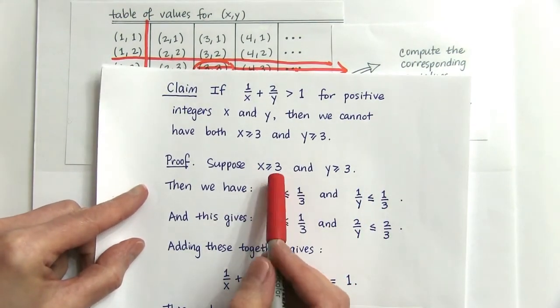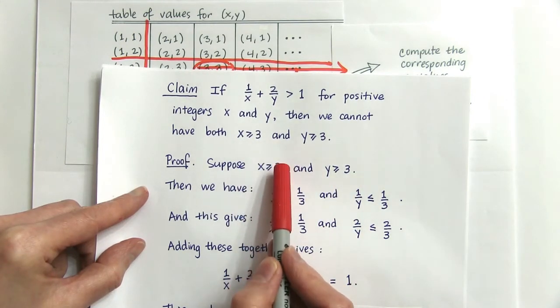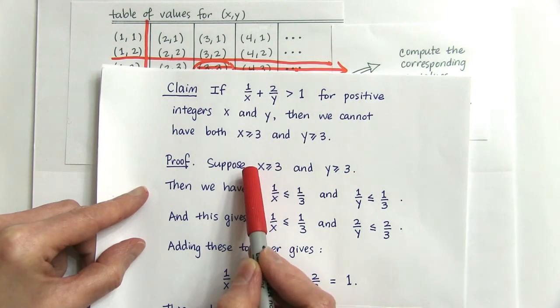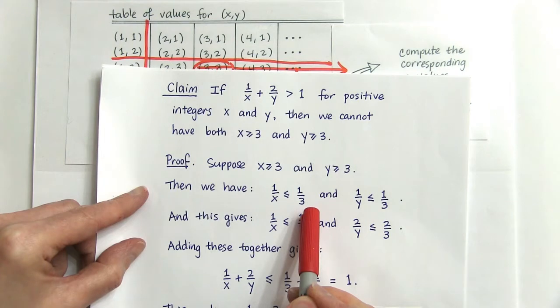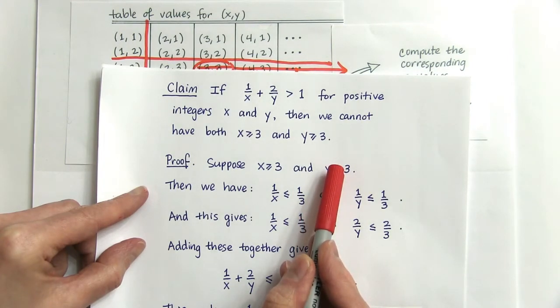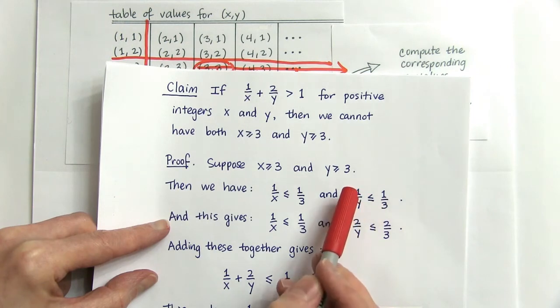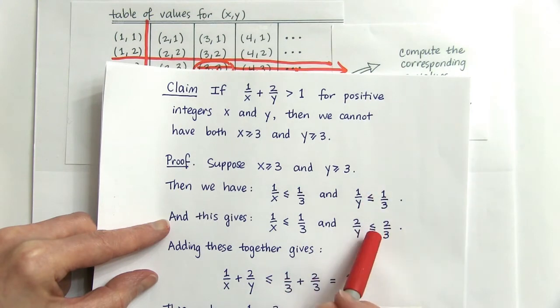Let's suppose that we know that x is greater than or equal to 3 and that y is also greater than or equal to 3. Then by the scale and order axiom, when I take the reciprocal of both sides of this inequality, the inequality becomes reversed. So if x is greater than or equal to 3, 1 over x is less than or equal to 1 over 3. And similarly for y, then another application of the scale and order axiom, I take this inequality, multiply both sides by the positive number 2, the inequality is preserved.